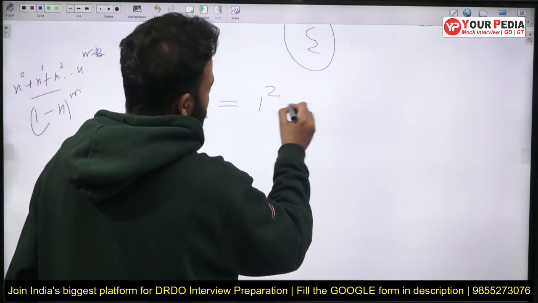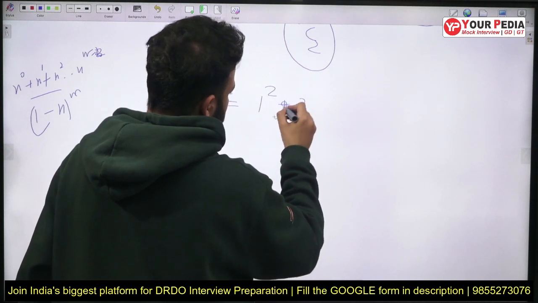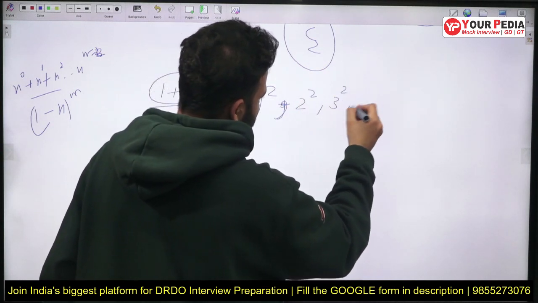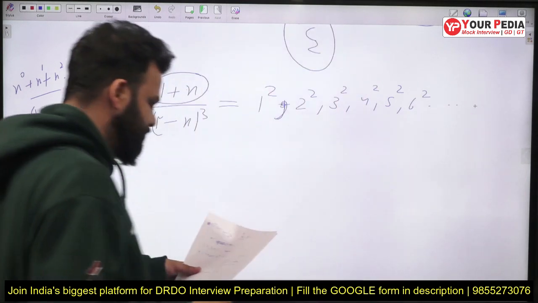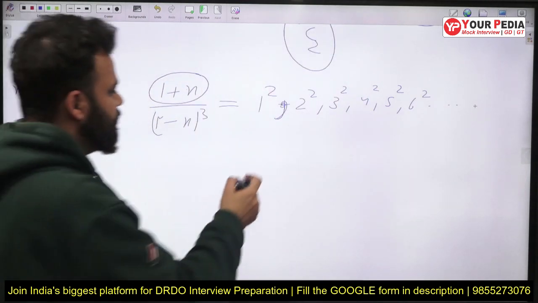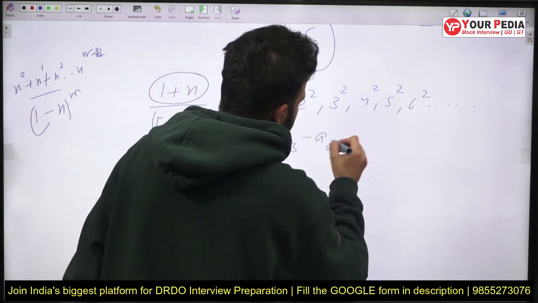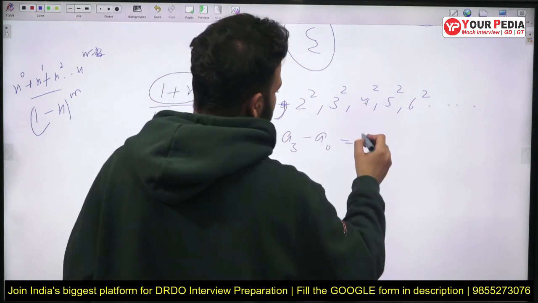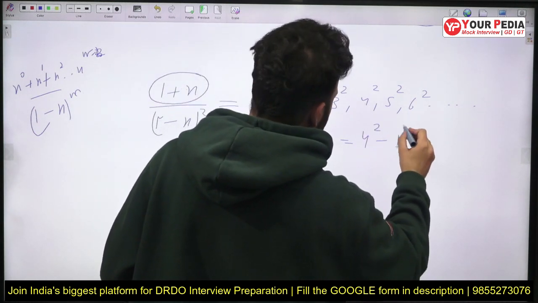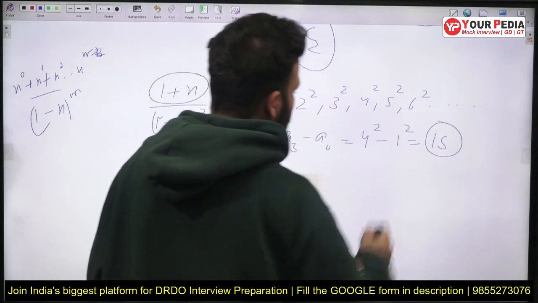So the sequence given by this is, and so on, and the question was to find the value of a3 minus a0. So for a3 minus a0, the term a3 is 4 square and term a0 is 1 square, which is equal to, the answer is 15.